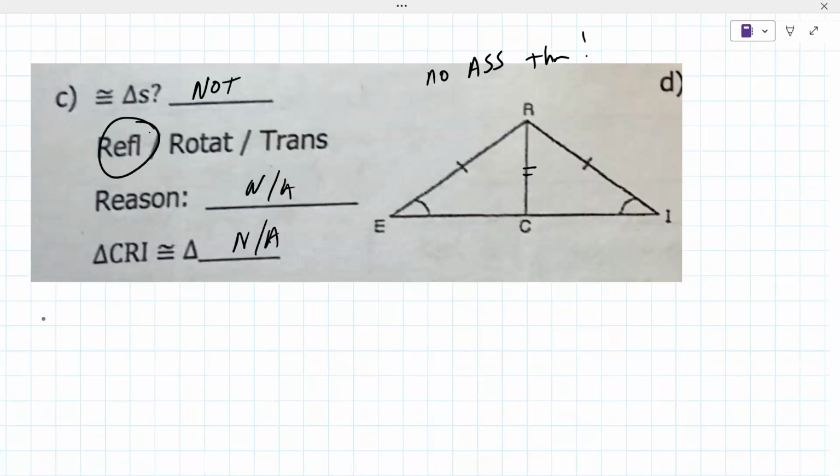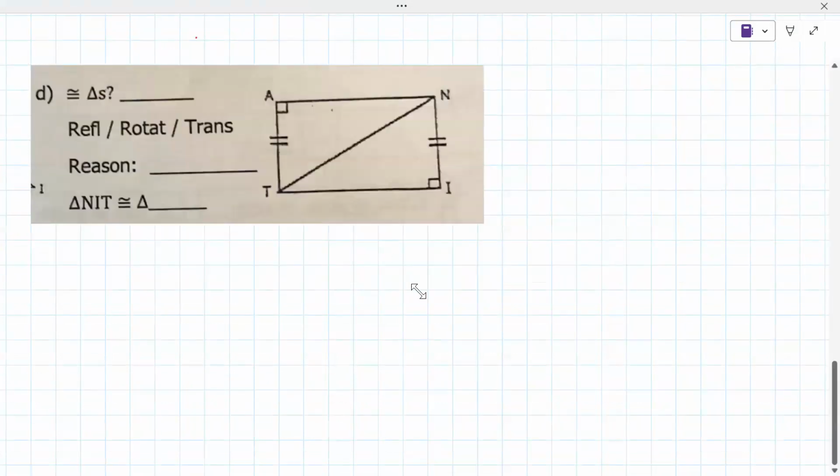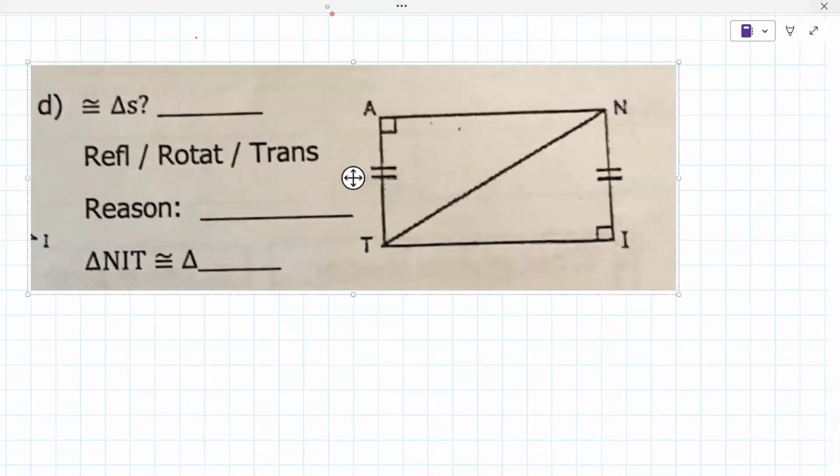Is it going to be an actual CR? CR, you got it. Good. All right. Good job on that. All right, letter D. So these are congruent. I'll let you figure out why, and then also tell me if there's a reflection, rotation, or transformation.